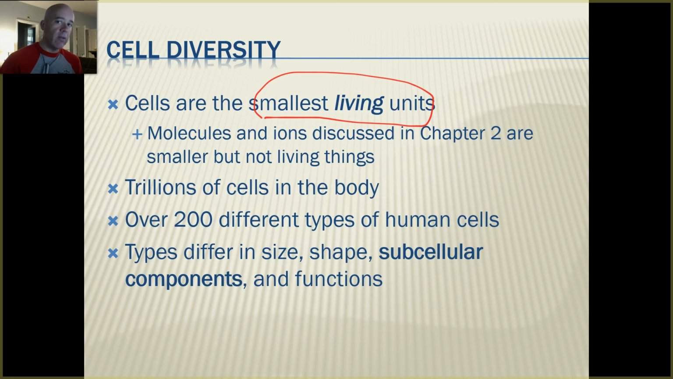Now, if you go smaller than that, when we were talking about the different types of molecules and ions and things like that, protein, DNA, those are not living things. Those are molecules. They cannot operate by themselves as a living unit and meet all those requirements of life. But when you put all of those chemical building blocks together and form a cell, now you do have a living unit. Even individual cells have to maintain their homeostasis in order to survive.